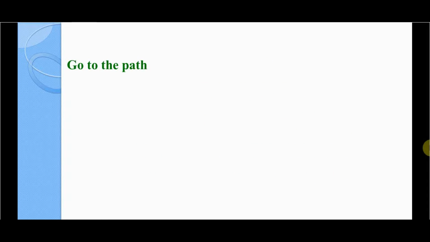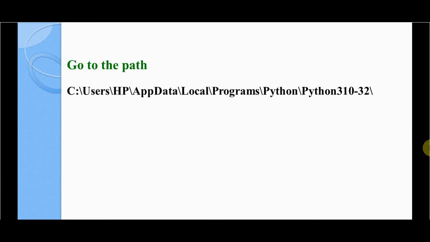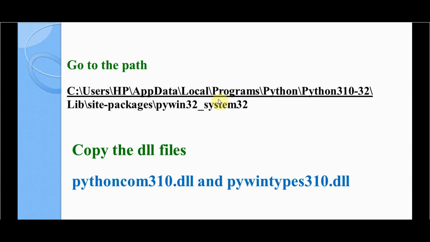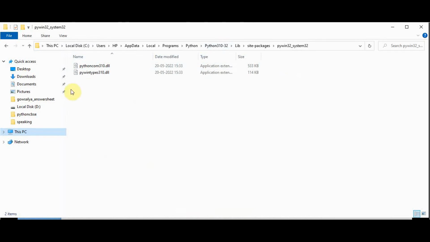We have to go to the path where the Python is installed. So this is the path in which Python is installed in my system, and after going to this Python path, we have to go to lib site packages pywin32 system32. Two DLL files will be present in that path. You have to copy both DLL files. So this is the path to DLL files.